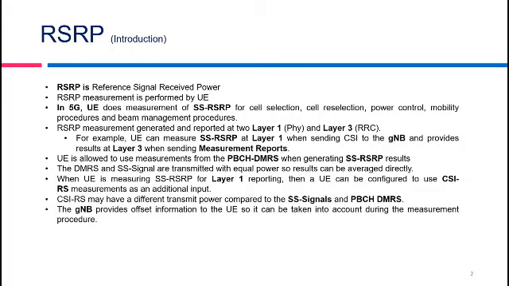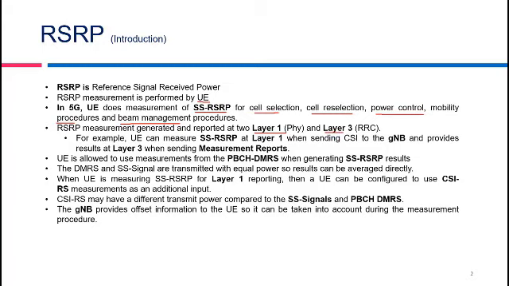The RSRP is reference signal received power. RSRP measurement is done by the UE. In 5G, the UE does the measurement of SS-RSRP for the cell selection, cell reselection, power control, mobility, and beam management procedures. The RSRP measurements are generated and reported at 2 layers in 5G. And these 2 layers are layer 1, which is the physical layer, and layer 3, which is RRC.